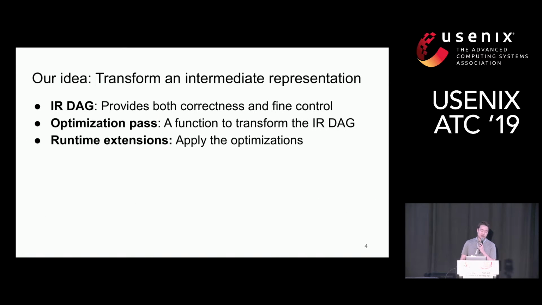So our approach is to take a middle ground between the applications and the runtimes and express optimizations as transformations of an intermediate representation. Nemo is our system that embodies this idea and comes with these three system components. The intermediate representation DAG provides transformation methods that provide both correctness and fine control. We introduced this notion of an optimization path, which is simply a function to transform the IR DAG. And we also have runtime extensions to apply the optimizations in the underlying runtime.